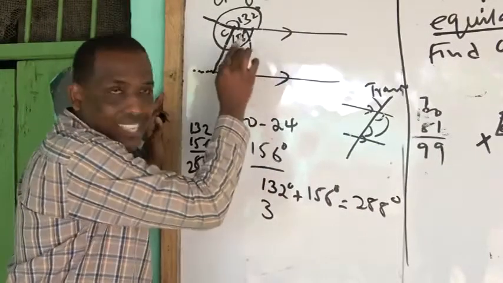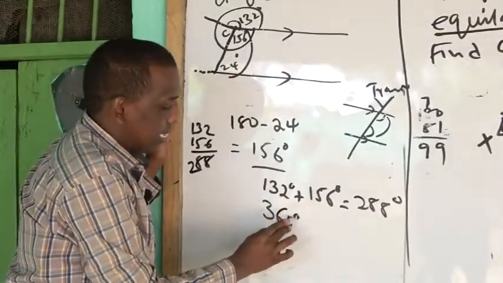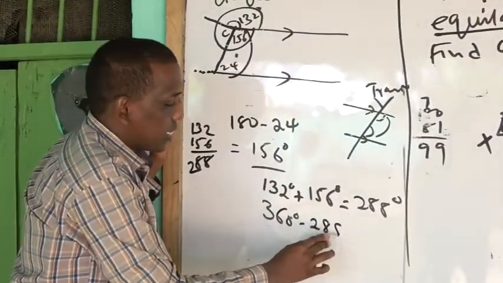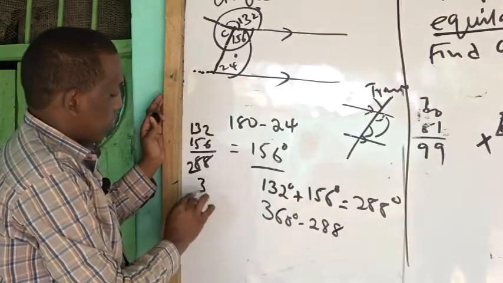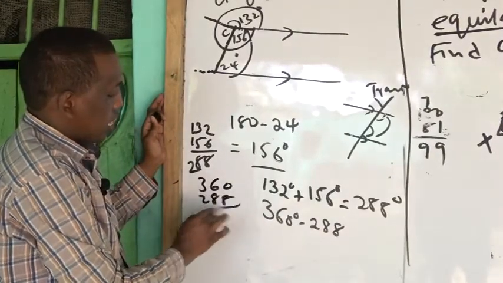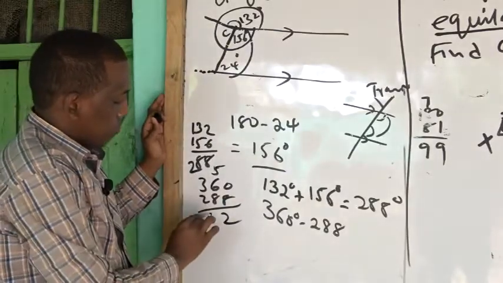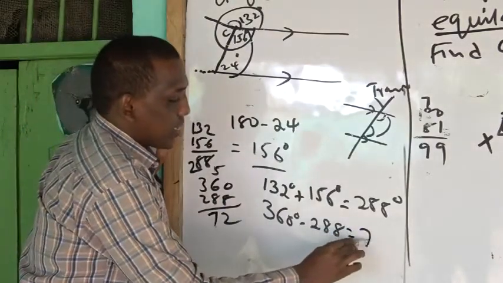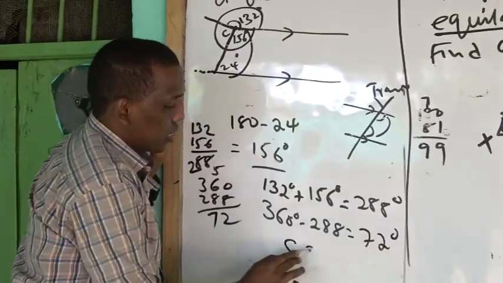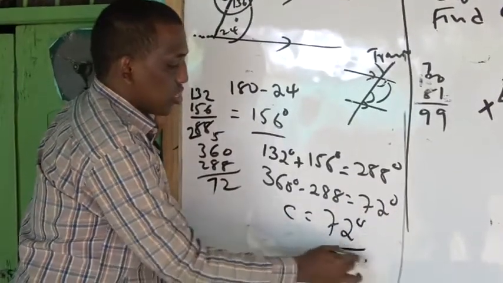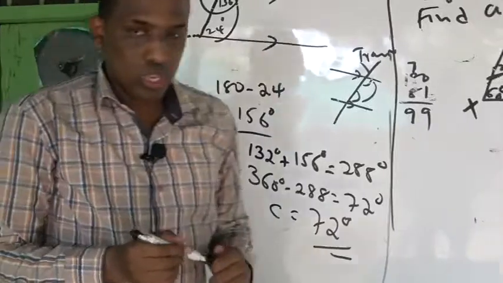Total 360. Angle at that point, 360 degrees minus 288. Let us subtract now. 360 minus 288. Here is 2. Here remains with 5. Borrow 1. 15 minus 8, 7, 2. So you will get here 72 degrees. So C is equal to 72 degrees.